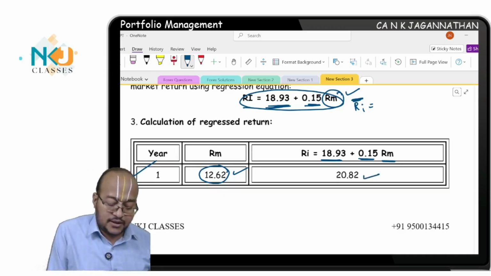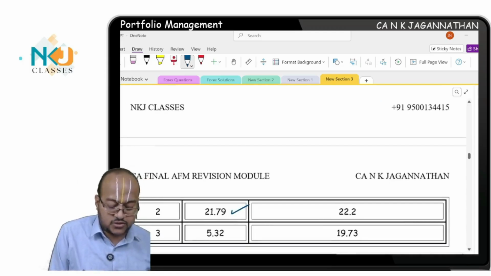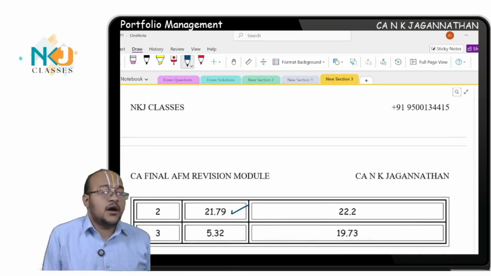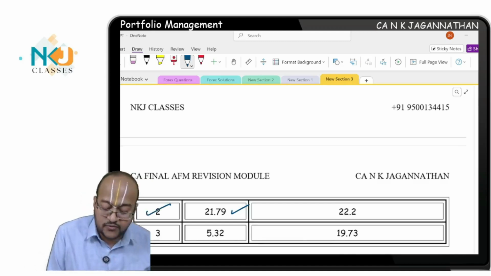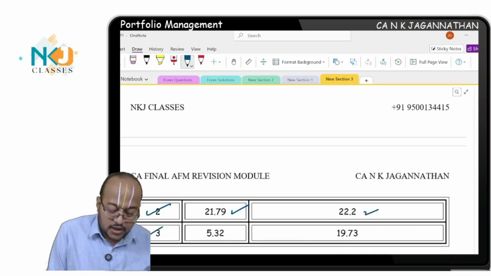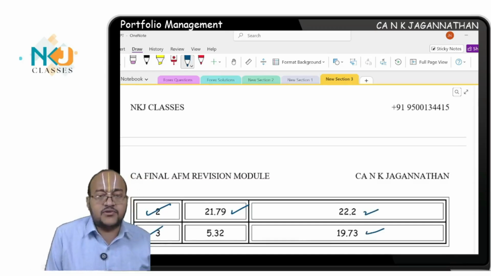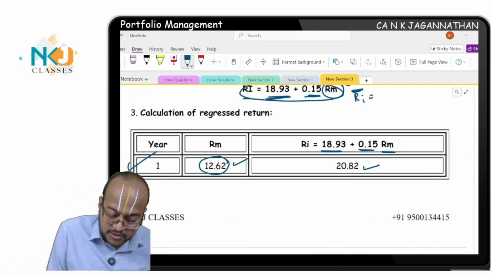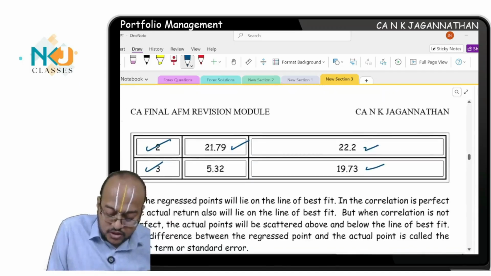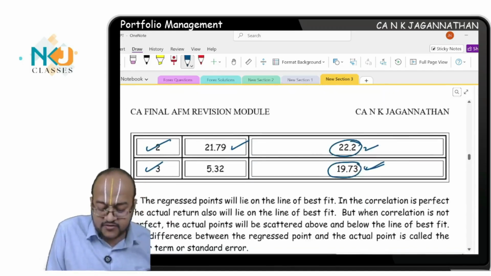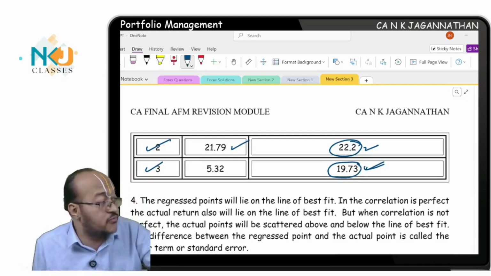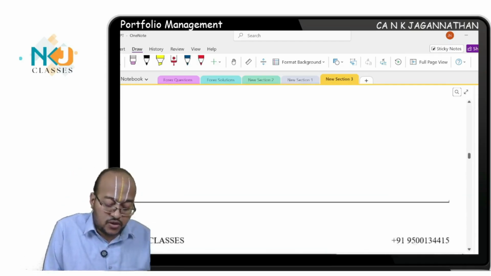Are you understanding? Like this, for the next year's return of the market, the market return varies now. Accordingly, the regressed return will also vary using this equation. So year 2 you have a regressed return of 22.2, year 3 you have a regressed return of 19.73. Are you all understanding? You tell me, children. These numbers, the 20.82, the 22.2 and 19.73, will they fall in the same straight line or not? It will fall. Are you all understanding? That is what I have plotted here.